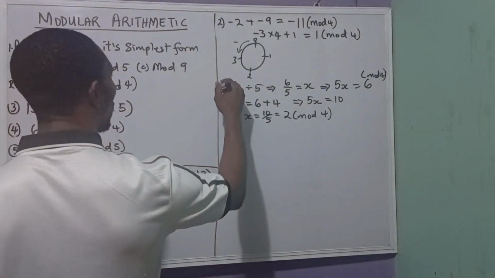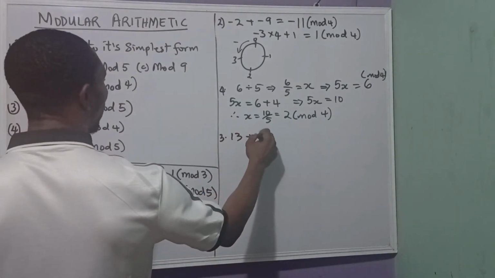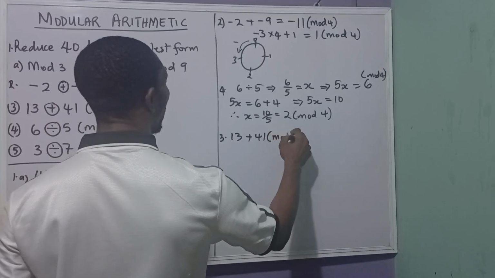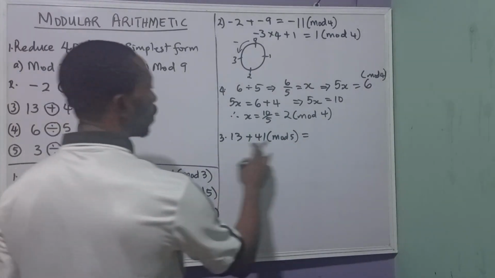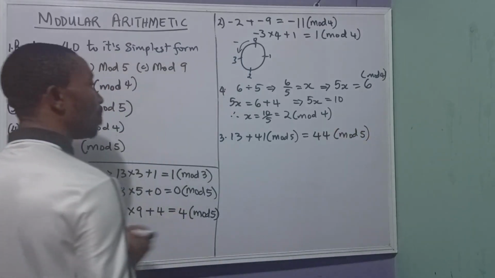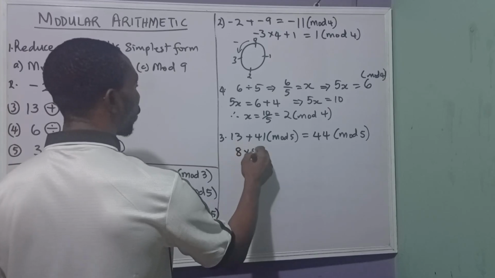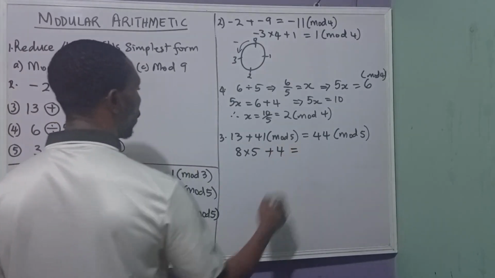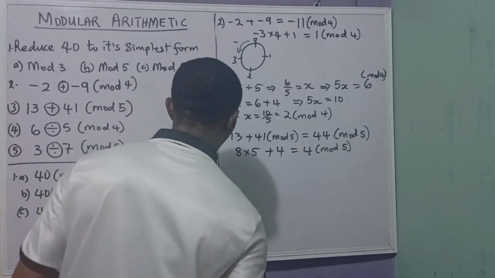This is for question 4. Sorry. So for question 3, we have it as 13 plus 41. The operation there is 13 plus 41 mod 5. Since we have it as mod 5, 13 plus 41 would give us 44. So we are looking at 44 mod 5. So this will give us 8 times 5, which is 40, plus 4, which gives us 44. So this will be 4 mod 5 as our answer.